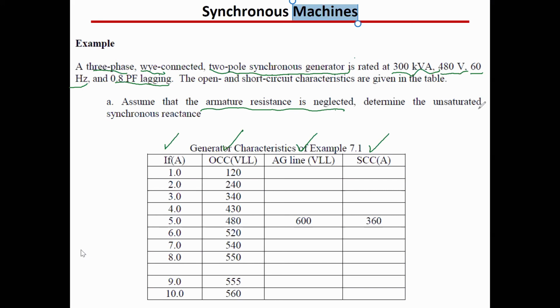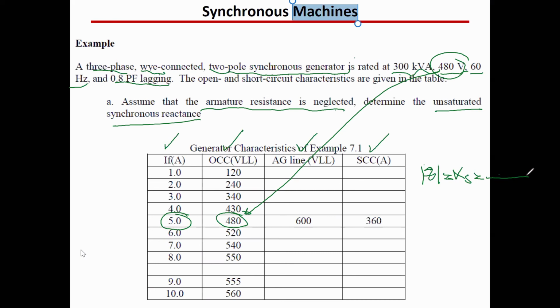Determine the unsaturated synchronous reactance. Unsaturated, you go with the air gap. Exactly. So the first step is to find the rated voltage. What is the corresponding value for IF at the rated voltage? The rated voltage is 480. So the corresponding value is 5. So to find Z or XS at this, you need to go to the graph.